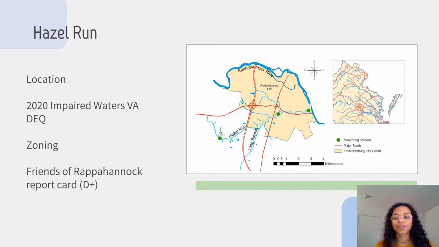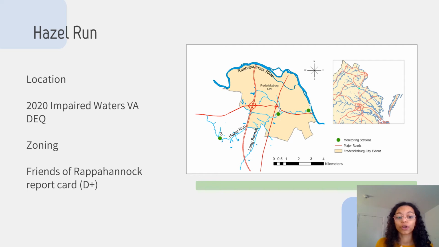So while little is known about the Rappahannock, even less is known about the tributaries that flow into it, which are equally as important and significant to the overall health of the river. So the Hazel Run is an excellent location for us to conduct the study because it's close to the university, which makes it easy for us to access the equipment we're going to be using and the data.